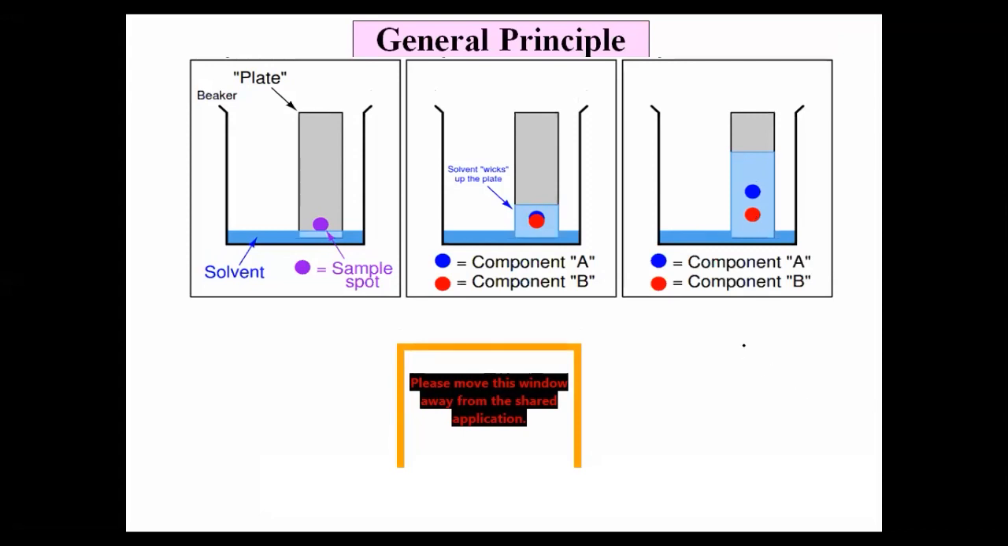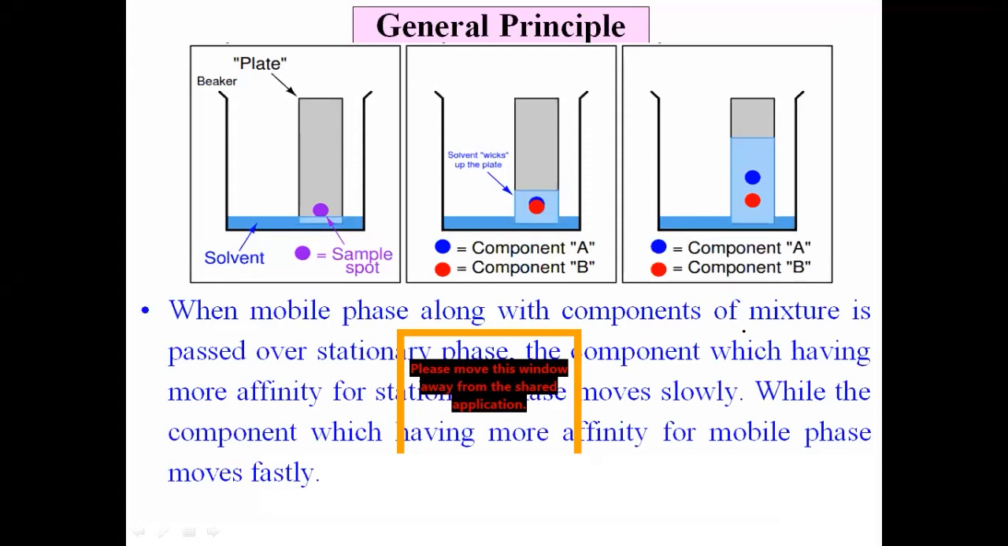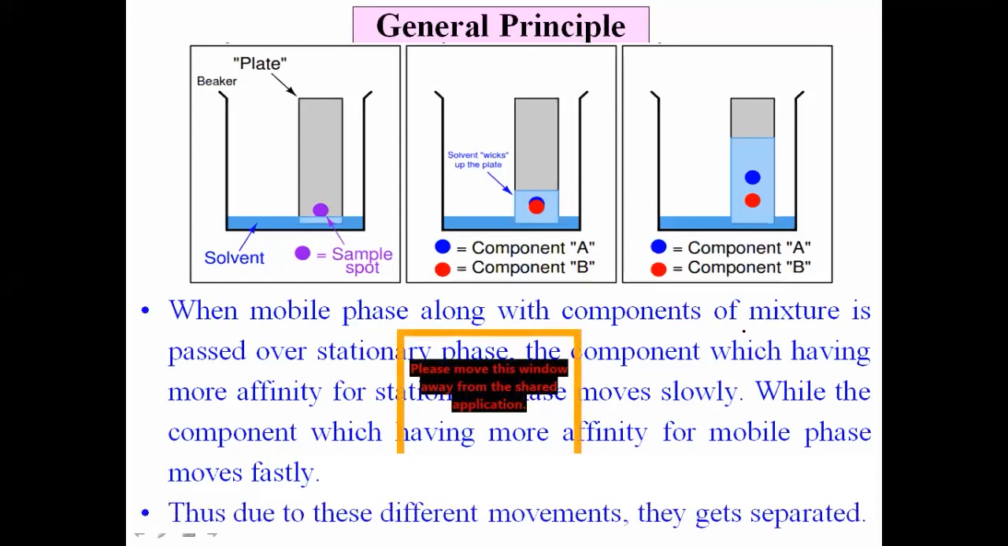And this is the general principle for all chromatographic techniques, that two components are separated due to continuous distribution between stationary and mobile phase. One component having more affinity for stationary phase will move slowly, while another component having more affinity for mobile phase will move fast, and thus due to difference in their movement they get separated. This is the general principle for all chromatographic techniques.